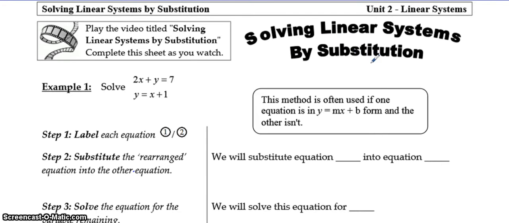So when you solve linear systems by substitution, the method is often used if one of the equations is in y equals mx plus b form and the other isn't. You can see this equation is in y equals mx plus b form, and this equation is not. That is a case where you would definitely want to use the substitution method. So the first thing you're going to do is to label each equation. We're going to label this equation number 1 and this equation number 2.